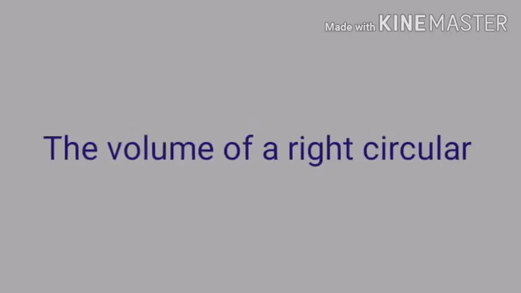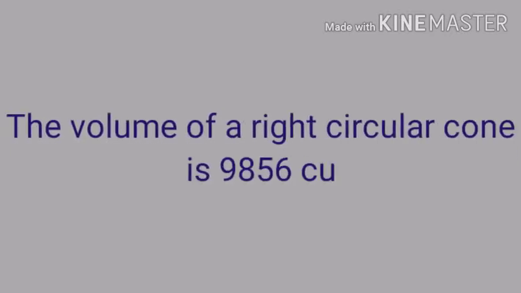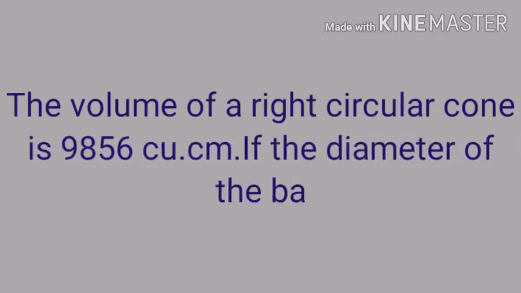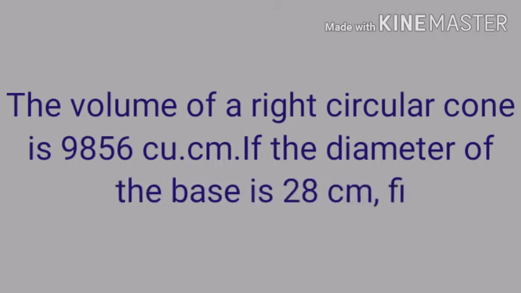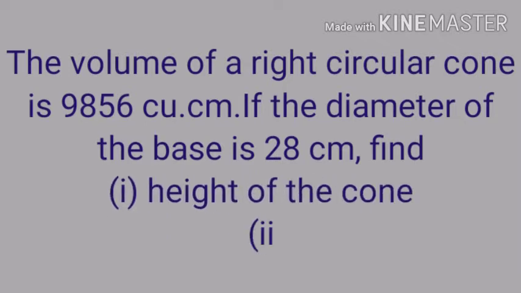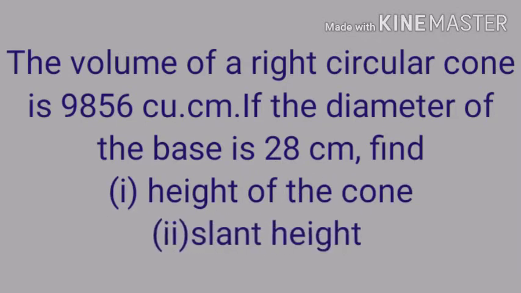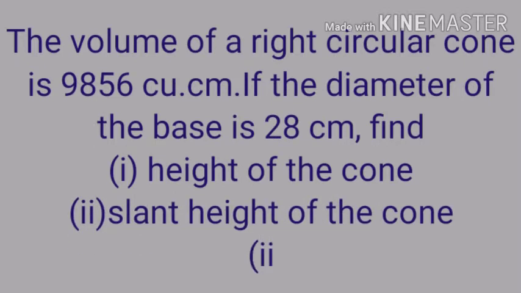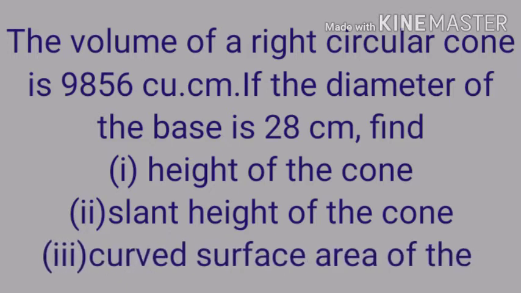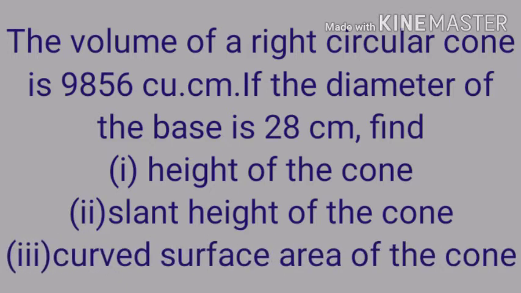Exercise 13.7, question number 6. The volume of a right circular cone is 9856 centimeter cube. If the diameter of the base is 28 centimeter, find: first sub question is the height of the cone. Then the second sub question is find the slant height of the cone. And the third sub question is find the curved surface area of the cone. Then in the question we have to find H, L and CSA of the cone.